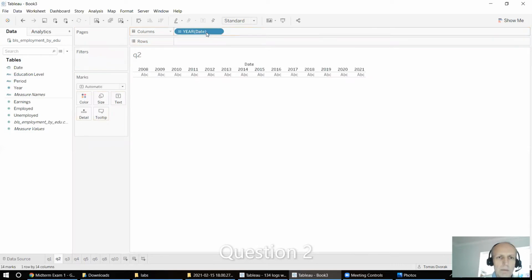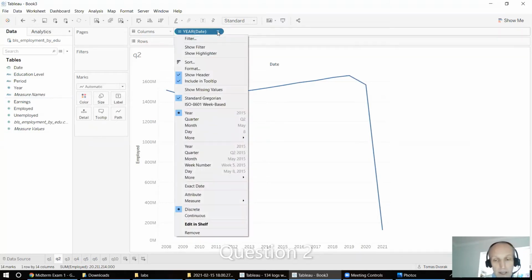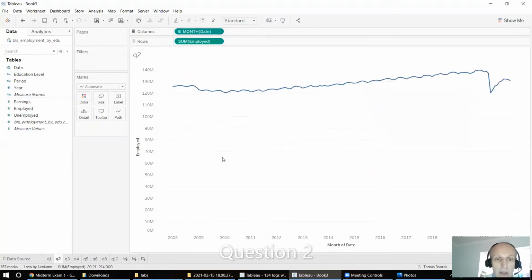We're going to put date on the columns shelf. We're going to put sum of employment on the rows shelf. Of course, we don't have 1.6 billion people in this country. So clearly, we're adding across all the months for each year. So we need the level of granularity on the x-axis to be the same as the level of granularity of our data. So we're going to make this x-axis continuous by month and year. And indeed, we can see that the level of employment is around 130 million.